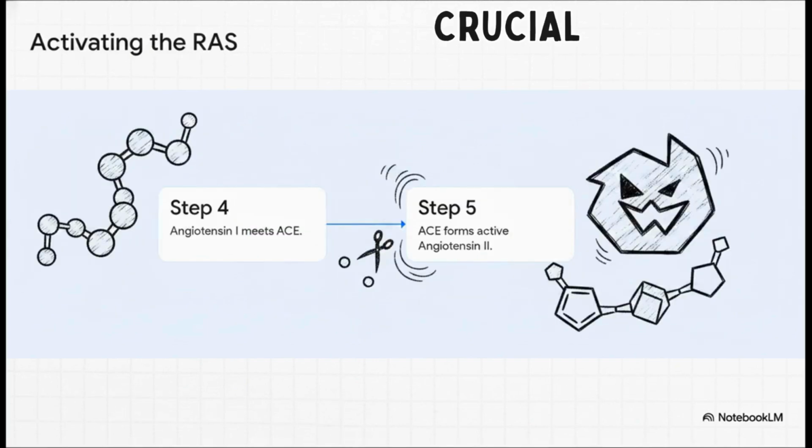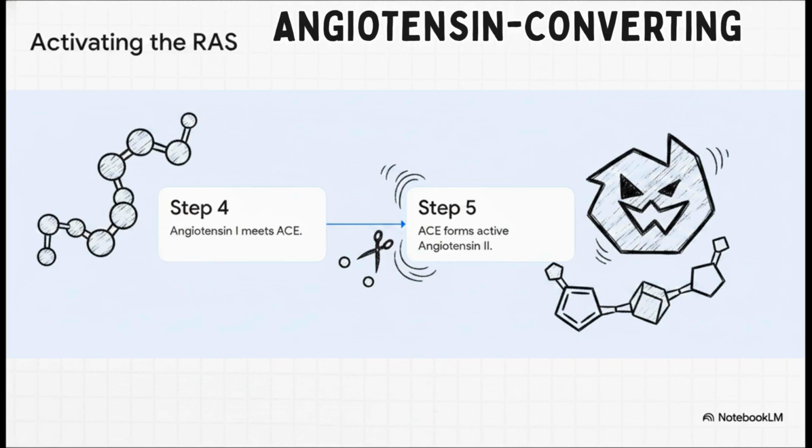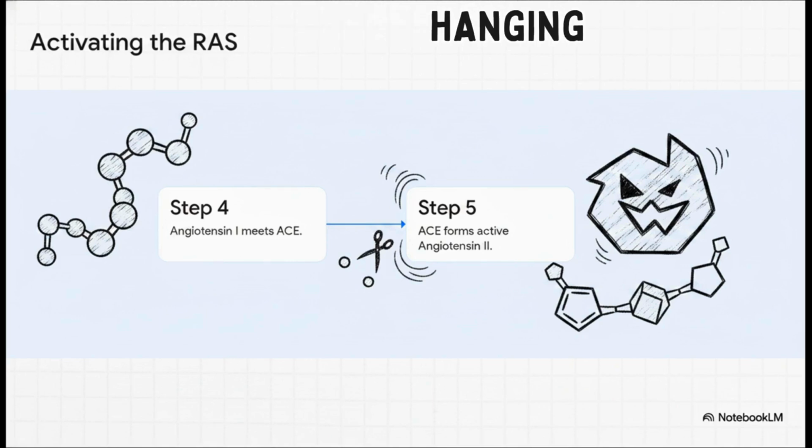And that brings us to the most crucial conversion in the whole system. As that inactive angiotensin 1 is just floating along through the bloodstream, it runs into an enzyme called ACE. That stands for angiotensin converting enzyme. Now, ACE is mostly hanging out in the tissues of your lungs, and it works incredibly fast. ACE snaps 2 amino acids right off of angiotensin 1, transforming it into our final, highly active product, an octapeptide, or an 8 amino acid chain, known as angiotensin 2.